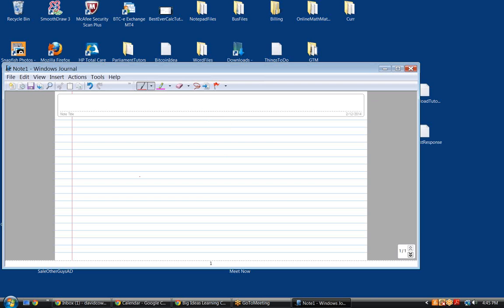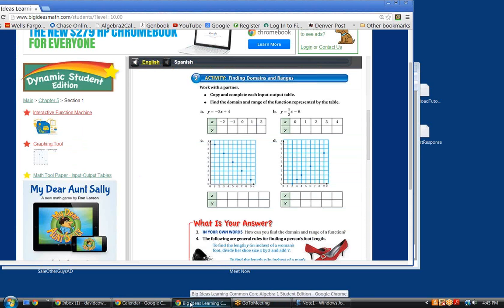Okay, let's see. We lost it in the middle of me talking, so I'm not quite sure how much of what I said you heard. But you just moved to that segment. Okay, this function right here, y equals minus 3x plus 4. If we weren't basing it on this table, the domain would be all reals, and the range would be all reals.